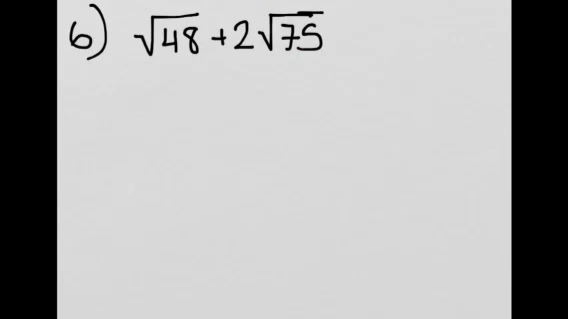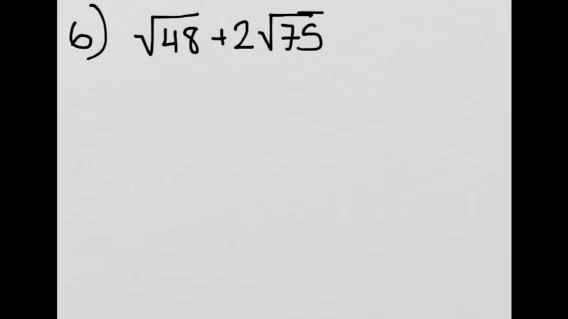So in question 6 we're asked to simplify root 48 plus 2 root 75. What we need to do here is simplify the square root of 48 and the square root of 75 by finding the highest square factor. Okay, so you list your factors for both numbers, pick out the highest square number.